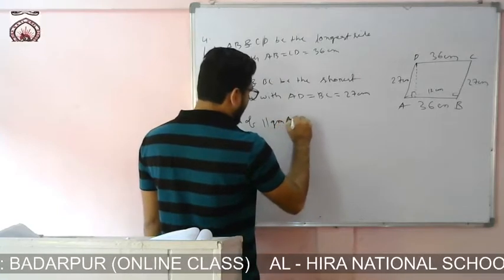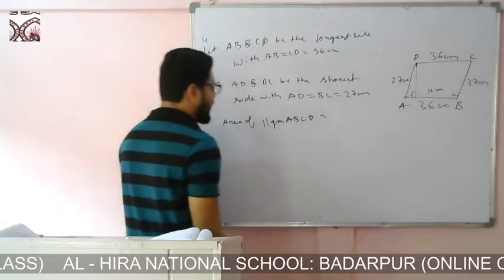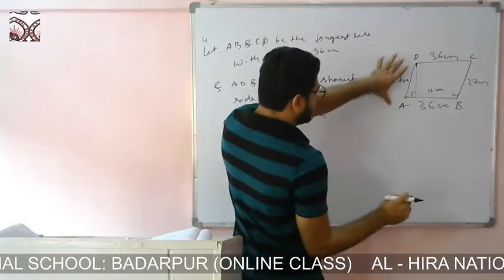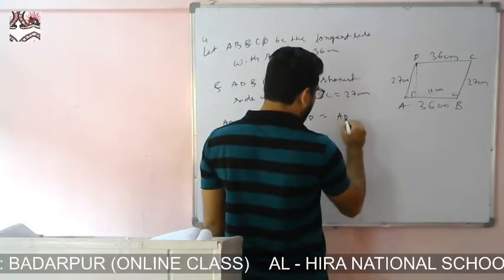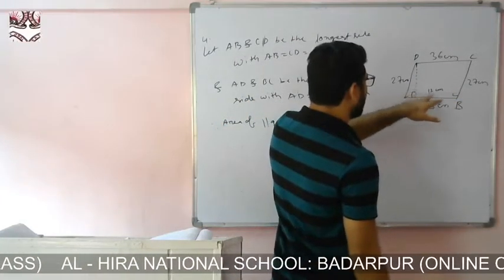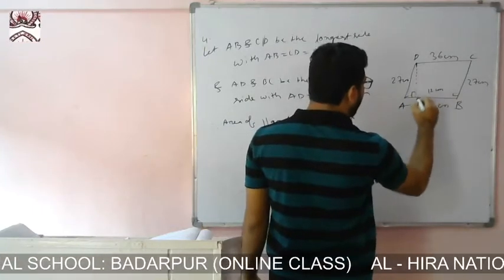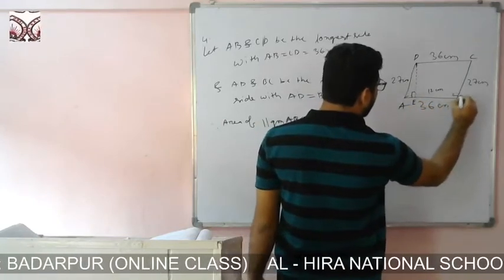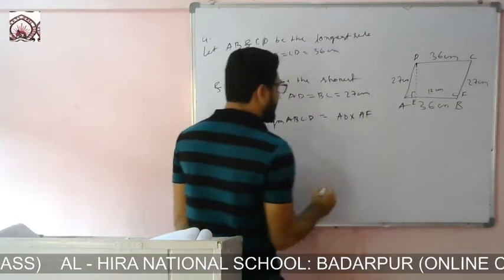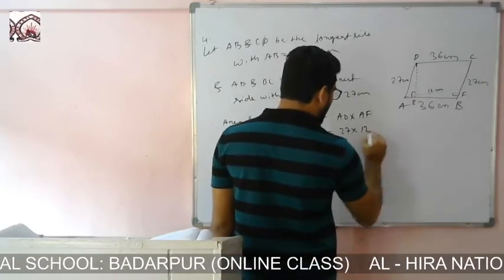Area of parallelogram ABCD will be what? In the first case, if you take this one as the base, then this will be the height. That means you mark this as E and this one as F. Then AF will be the height. So AD is 27 into AF, the height, that means 12.